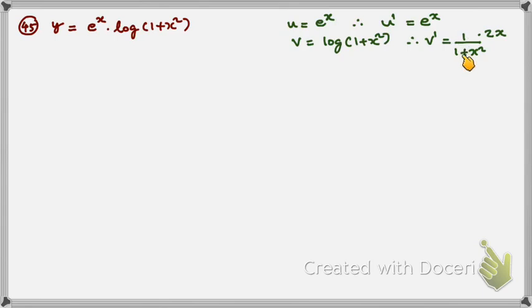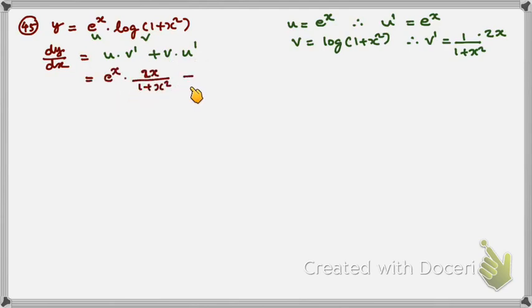Log of x is 1 over x. Log of f of x is 1 over f of x into f dash of x. So log of 1 plus x square is 1 by 1 plus x square into 2x. So dy by dx, that's my u and v. So product rule, u into v dash plus v into u dash. I just plug in all the values. Substitute the values for u and v dash plus, then I copy my v into u dash.